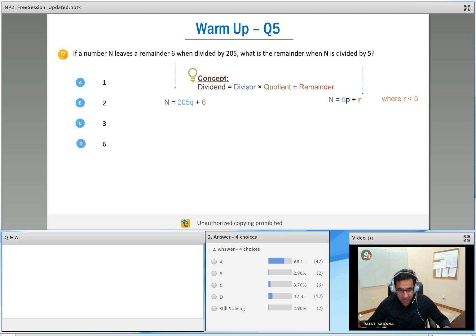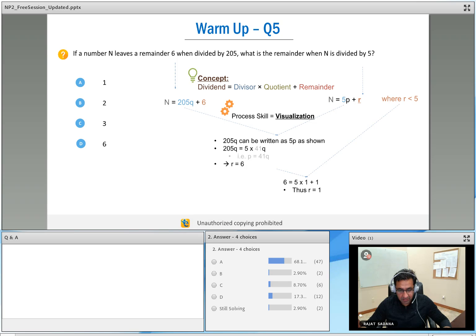So how can we express n in terms of the given information? N can be expressed as 205q plus 6, which again, if you visualize 205 in terms of 5, we can write 205 as 5 times 41, and then that gives a remainder 6. Since that part is completely divisible, we can express 6, which is the remainder over here, as 5 times 1 plus 1, which means when 6 is divided by 5, you get the remainder 1.